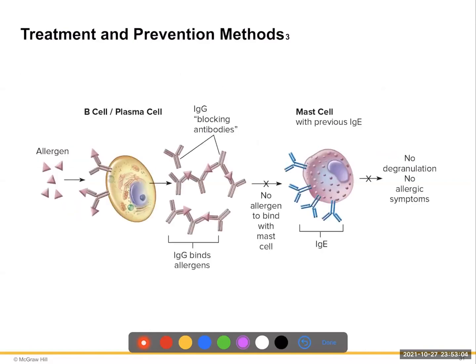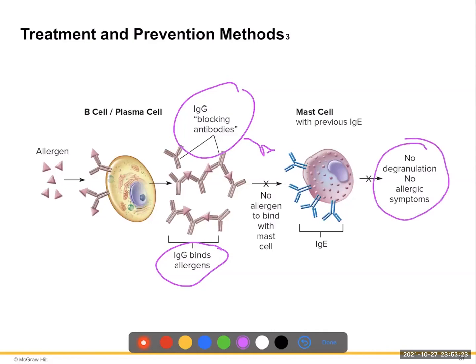And this is the slide we showed before. The allergen binds to it. The IgG binds to your allergen. So there's no allergen to bind with the mast cell, because the IgG molecules bind with the allergen. So there's no binding with the IgE, and then no degranulation, no allergic symptoms. By injecting IgG antibodies. That's your allergy shots.